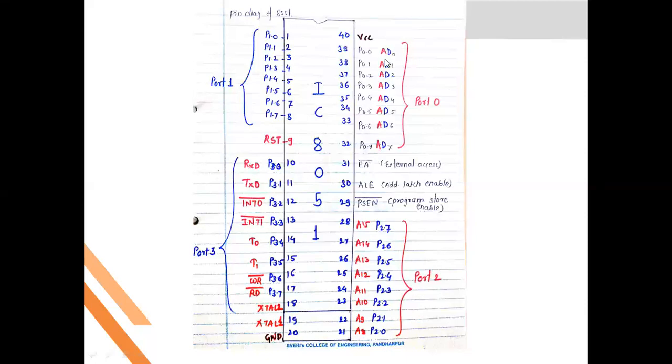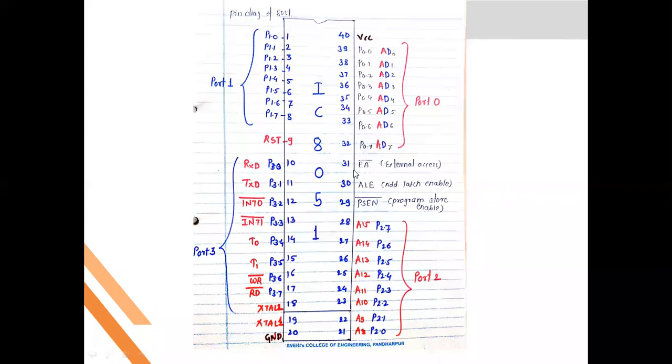Now lower order address and data value is also carried by port 0. To separate A and D, there is another pin, pin number 30, that is called ALE, that is address latch enable. This pin is used to separate the multiplex lower order address from data. If the ALE pin is 1, then port 0 carries the lower order address. If ALE pin is 0, then port 0 carries the data.